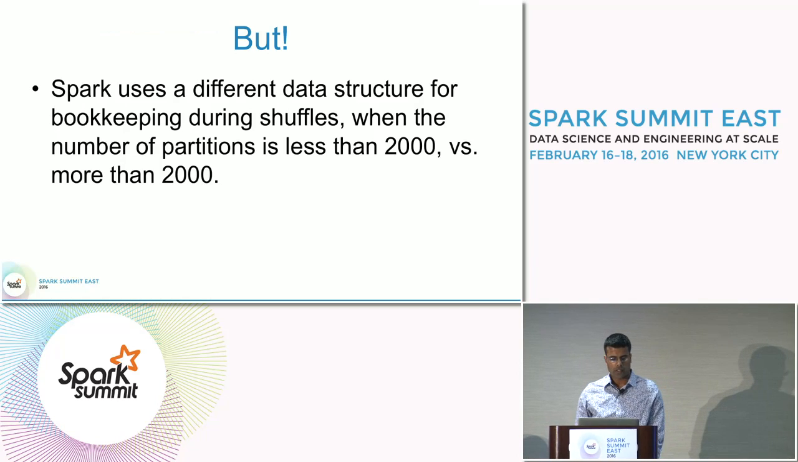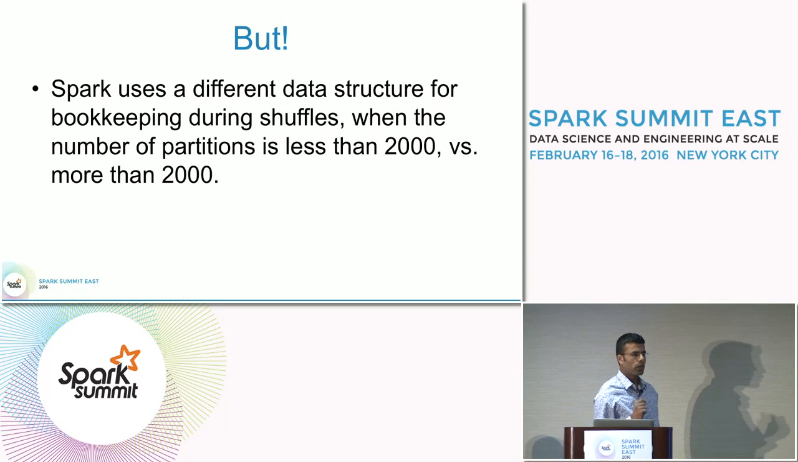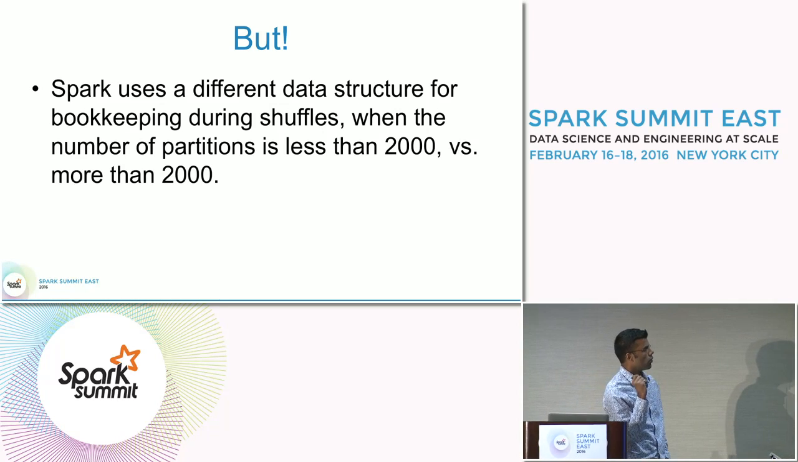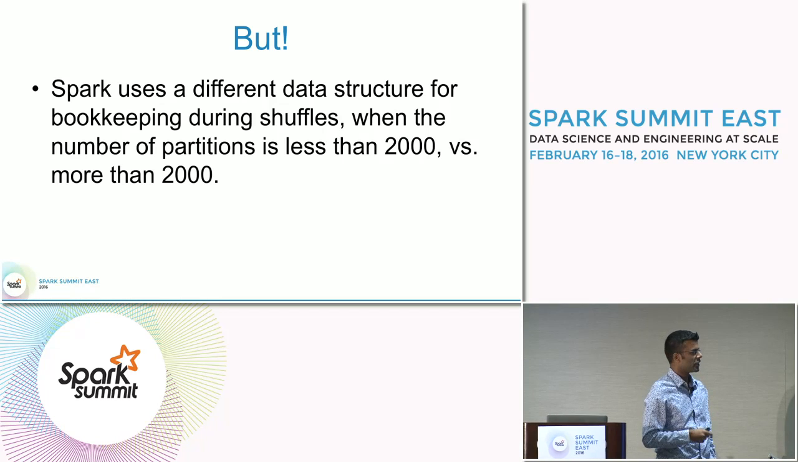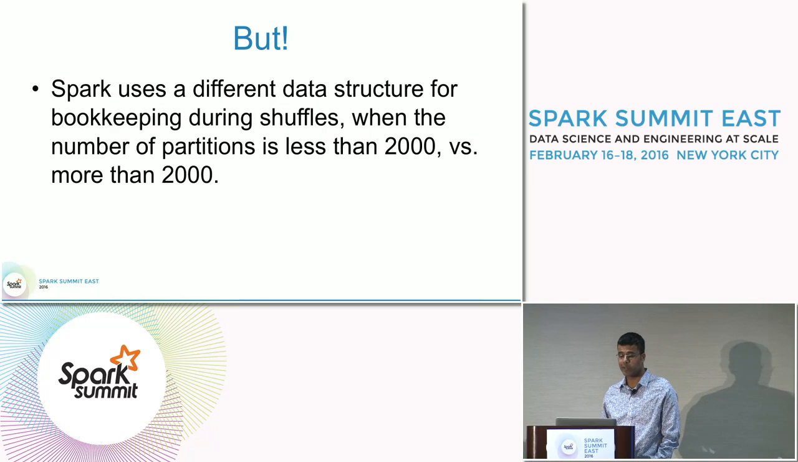There's one more thing to consider. Spark uses a different data structure for bookkeeping on the DAG scheduler when the number of partitions is less than 2,000 versus when it's more than 2,000. That means your memory footprint is going to be different based on this magical number of 2,000. And you don't believe me, do you?